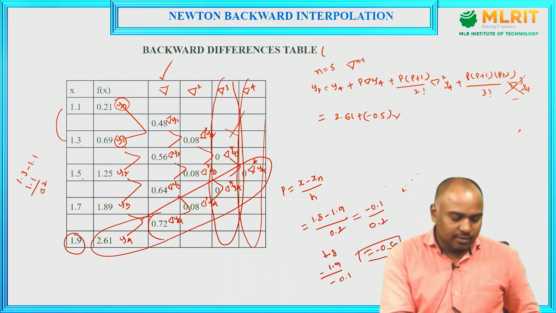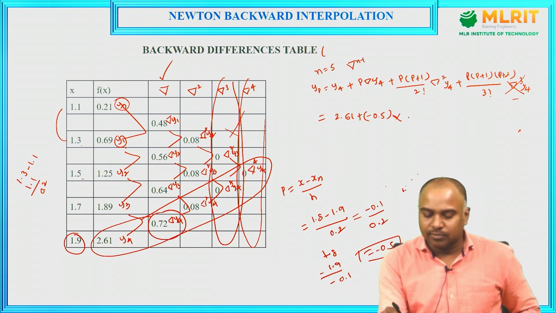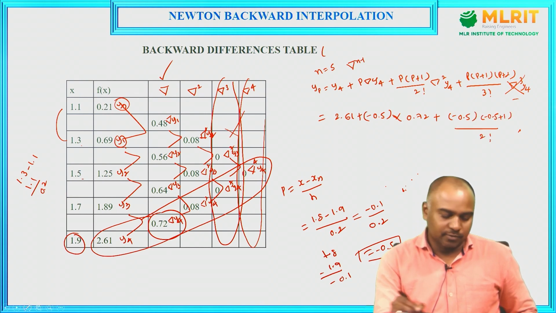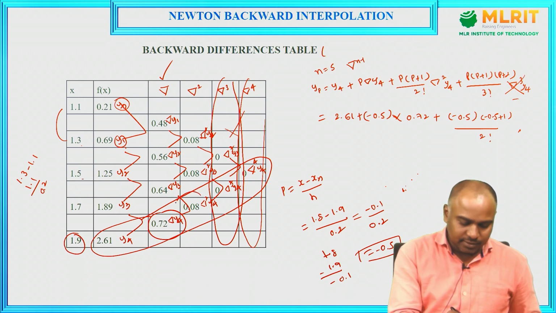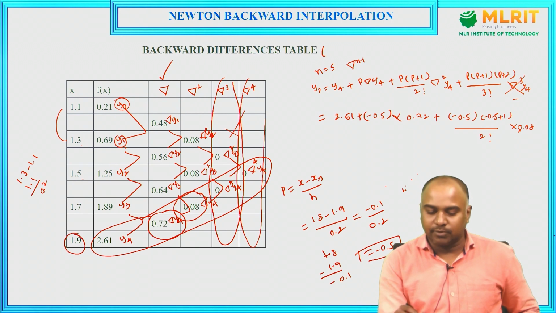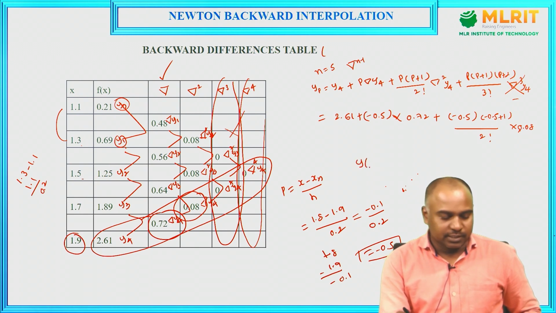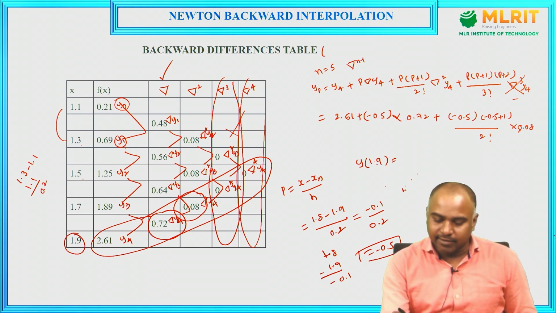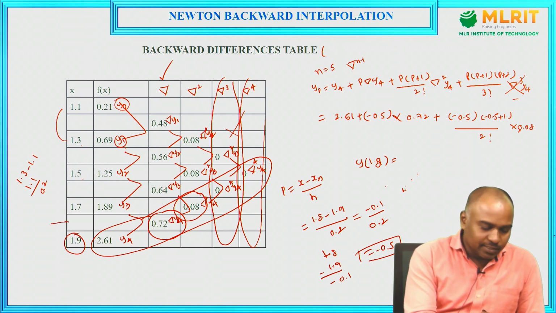Now, del y4 is 0.72, plus p is minus 0.5, minus 0.5 plus 1 by 2 factorial, second order differences, it is there in the table, use that value, 0.08. So just simplify, and we are going to get y of 1.8 value, which is located here.